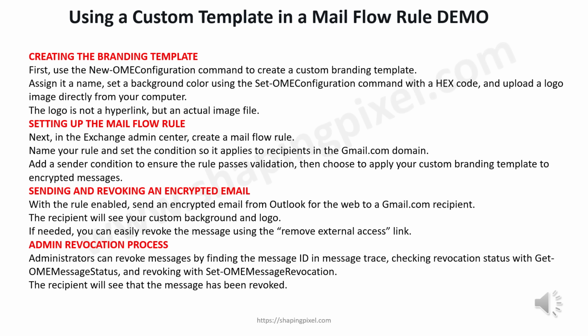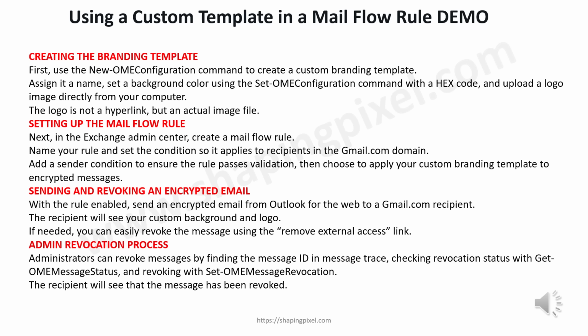Let's walk through how to set up custom branding for encrypted emails sent to external recipients, making your organization's secure messages stand out with a unique look and feel. First, use the New-OMEConfiguration command to create a custom branding template. Assign it a name, set a background color using the Set-OMEConfiguration command with a hex code, and upload a logo image directly from your computer. The logo is not a hyperlink, but an actual image file.